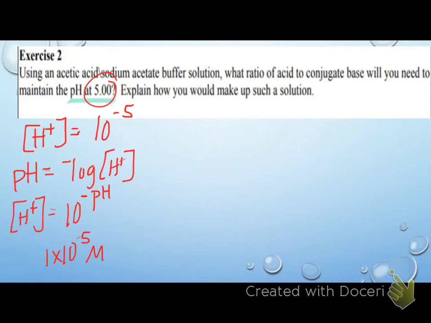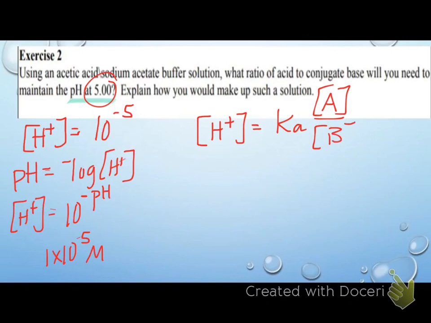All right. So what we want to do is remember that H plus is equal to Ka times the concentration of A over the concentration of B, right? So then we plug and chug. There's our hydrogen concentration. Our Ka from earlier for acetic acid, do you remember what it is? 1 times 10 to the negative 5 for acetic acid. And then we have our ratio over here.